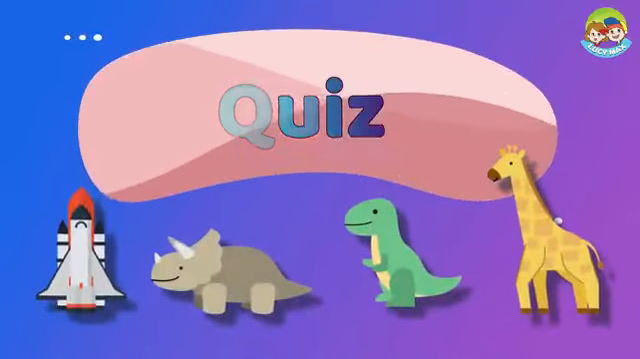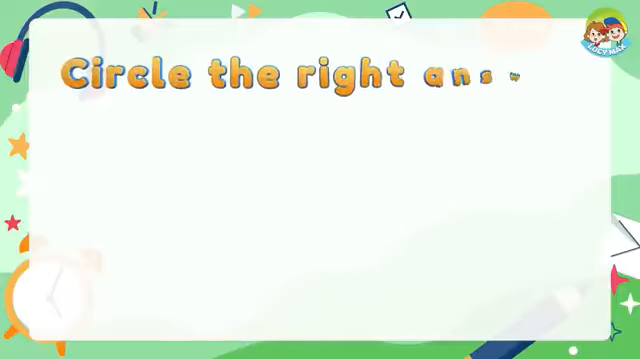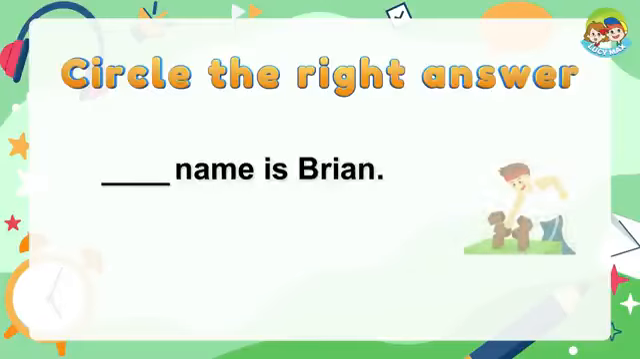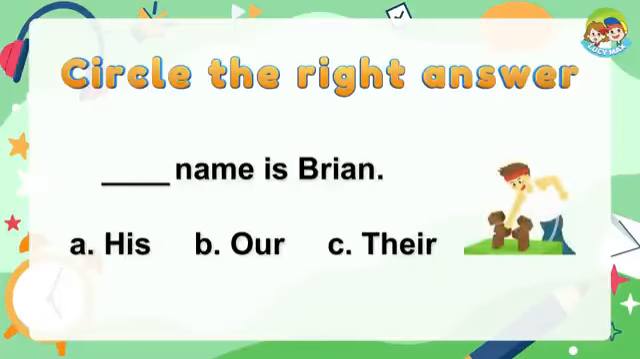Quiz. We will circle the right answer. Blank name is Brian. The answer is A, his. His name is Brian. Brian is a boy. We use his.